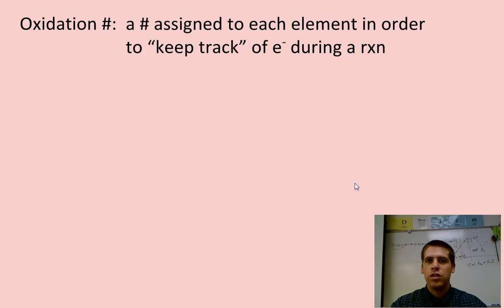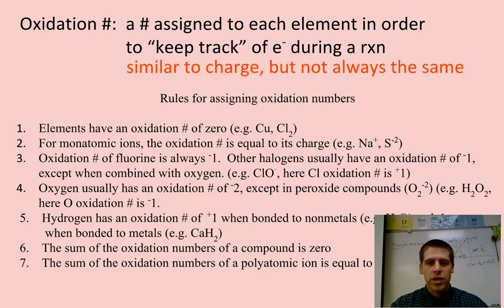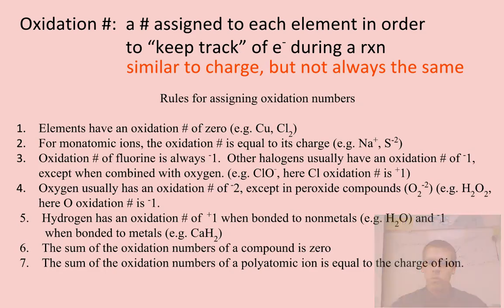All right, oxidation numbers are used to keep track of electrons during a reaction because we need to be able to identify what's losing electrons and what's gaining them. It's similar to charge, but not always the same, and so we want to follow these rules. Elements, meaning things that don't have a charge, like copper, chlorine, oxygen, they have an oxidation number of 0. Monoatomic ions, the oxidation number is equal to the charge, so it's the same thing. So this has an oxidation number of +1. Fluorine is always -1. Oxygen is always -2. There's a few exceptions to those.